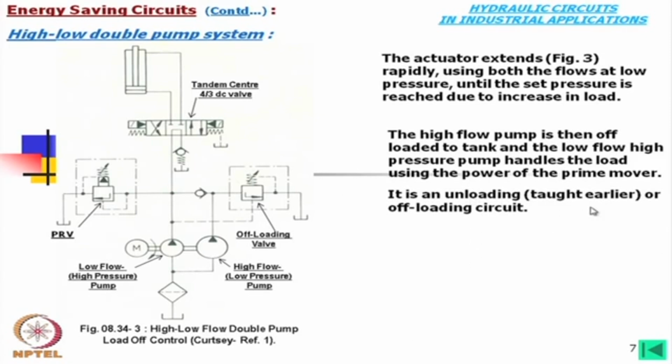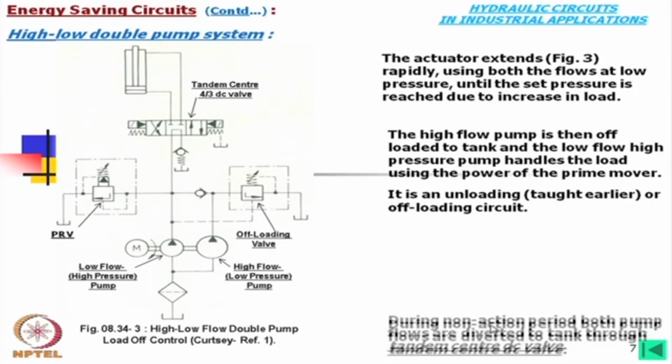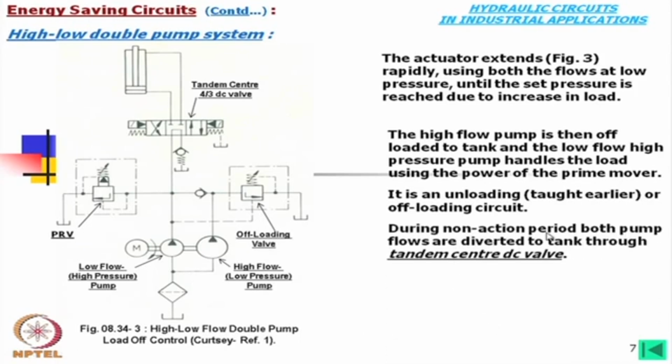It is an unloading, this is, earlier we have learned what is unloading valve, unfortunately this is for the other class, or offloading circuit. I shall discuss a little bit about this valve also. So, just looking into symbols, you see this, what are the names of such valves. Then during non-action period, both pump flows are diverted to tank through tandem center valve. This means that we are saving energy in that way when it is not being operated.